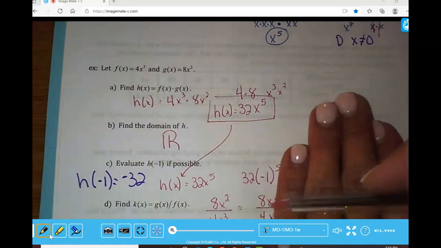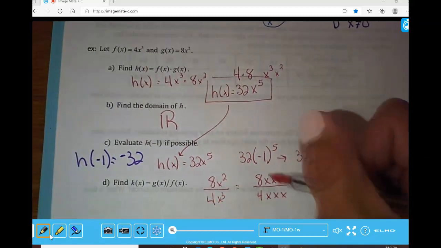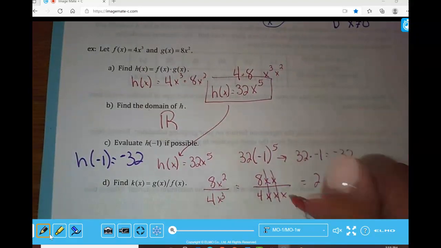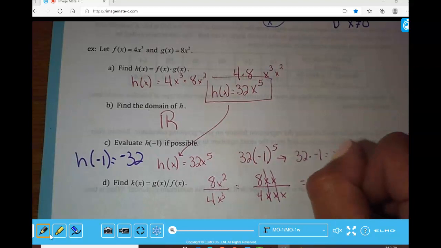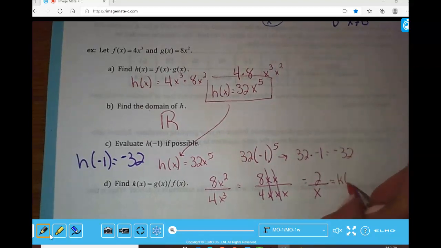So first, just 8 divided by 4, well, that's just 2. But then what's going to happen with these x's is these are going to cancel out so that we are just left with an x, but our x is actually in the denominator. And then this is our new function. This is k of x.